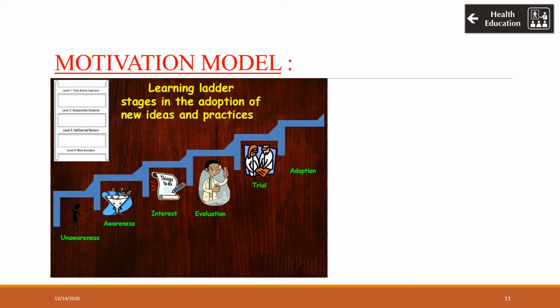Then comes the motivational model. Here you can see the ladder, starting from unawareness. If you create awareness, then there will be interest in the people, then they can evaluate and do a trial run, then they can adapt. This is not for the healthcare provider, but for the people.